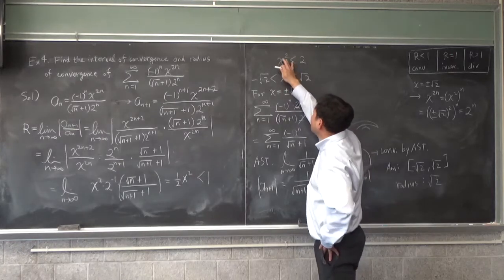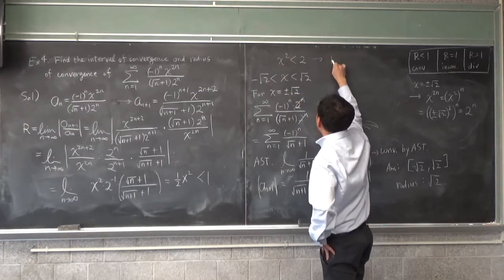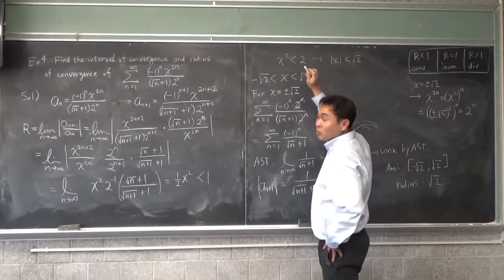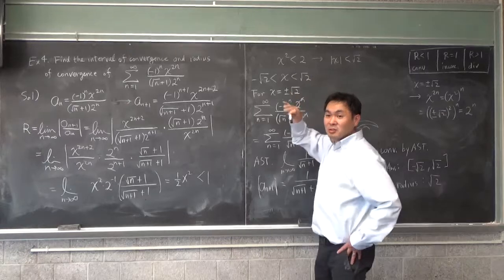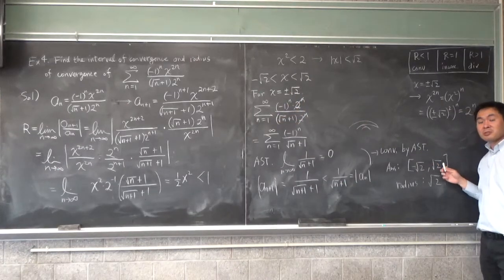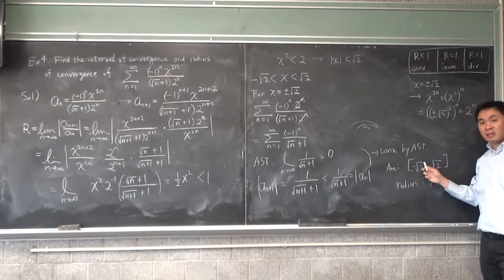If you take, see, this is the same thing as saying that the absolute value of x is less than square root of 2. So you can view it that way, but it's much safer to get the interval of convergence and then take b minus a over 2.